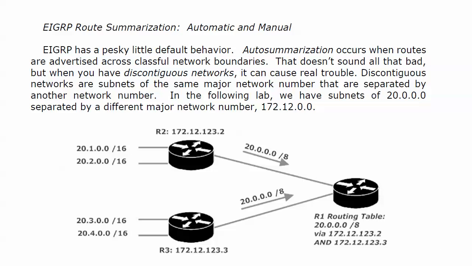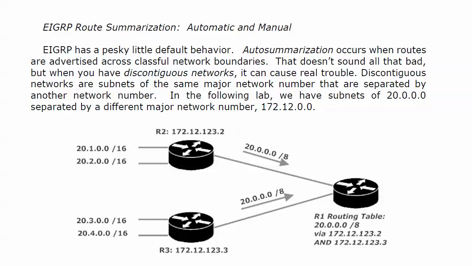Pain, blues, and agony are the three things I'm going to help you avoid with this video, not just on your exam, but in the real world as well, maybe in your lab, because EIGRP has a pesky little default behavior. It's called auto-summarization. Auto-summarization occurs when routes are advertised across classful network boundaries. That is, when you're advertising one major network number out an interface that belongs to another major network number. Just exactly what we have here, and it's what I have for you in the lab as well.